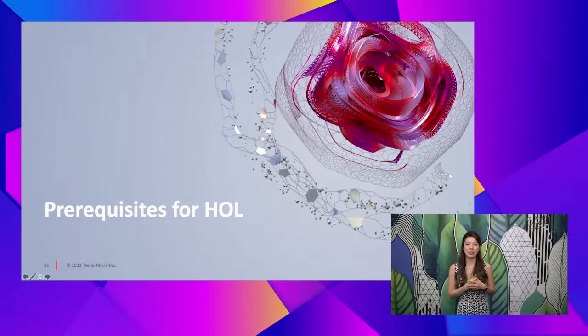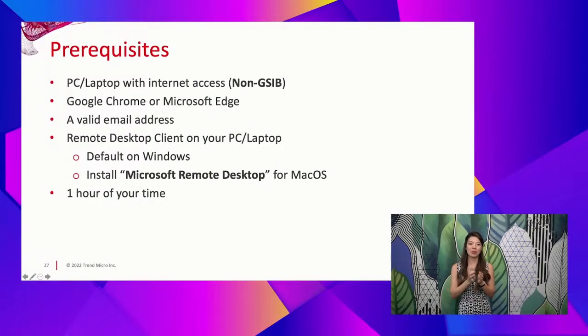So what are some of the prerequisites for this hands-on lab? Very straightforward. First of all, you just need a laptop with internet access. Then make sure you have Google Chrome or Microsoft Edge, depending on what your preference is. You need to have a valid email address to set up the Cloud One trial account. In this case, you can either use your work email address or your personal email address. Then you need to have a remote desktop client on your PC or laptop. If you're using Windows, that's already a default part of your laptop. If you're using a Mac, you have to download Microsoft Remote Desktop for macOS.